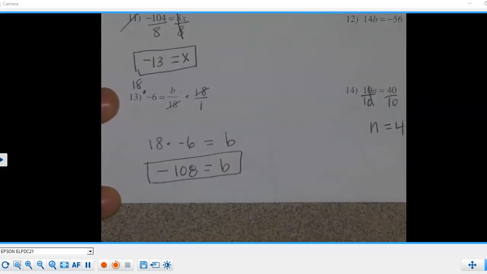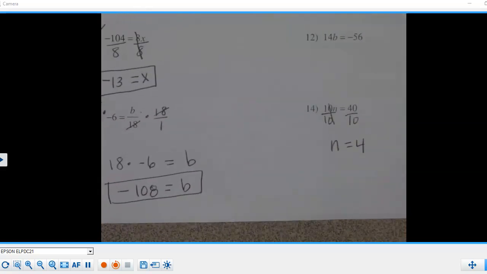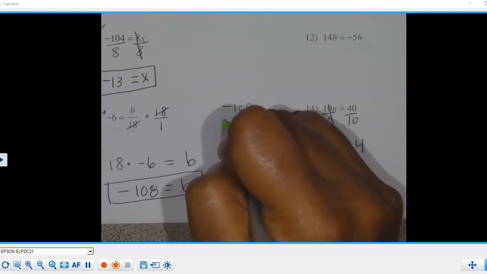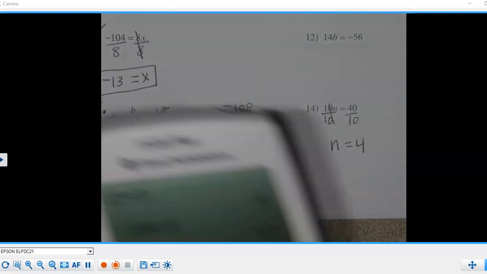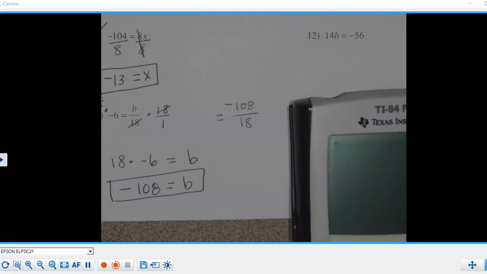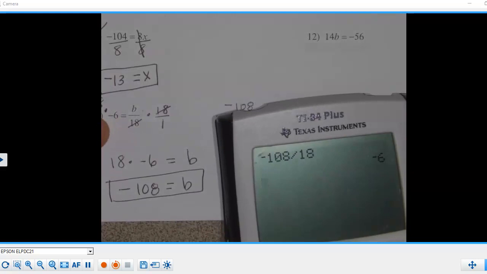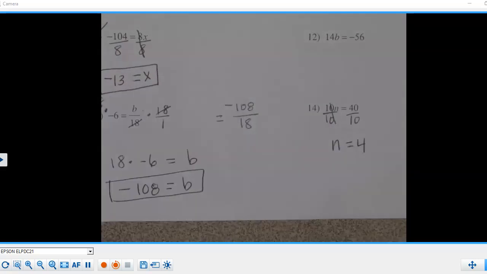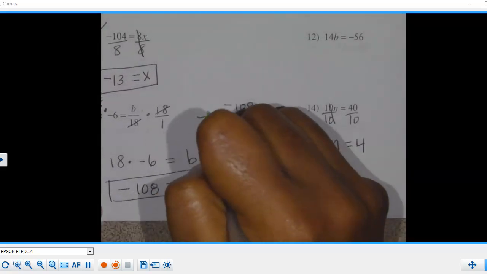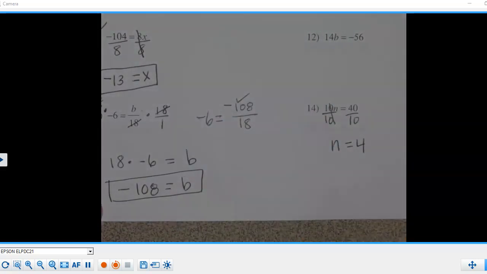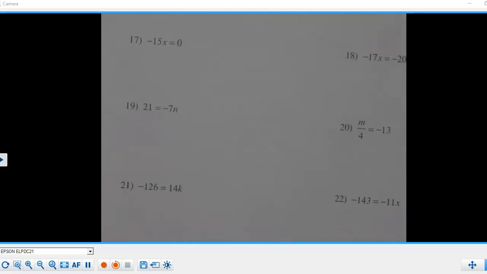If we go back to the calculator, okay, and we do negative 108 divided by 18, what does that equal to? So I'll just grab my calculator real quick. And if I do negative 108 divided by 18, let's cut it a little bit off the screen. Do you see how that's negative 6? And that's what you had right here, negative 6. So that is true. That means this has to be the right answer, the negative 108. All right, I'm going to the second page.